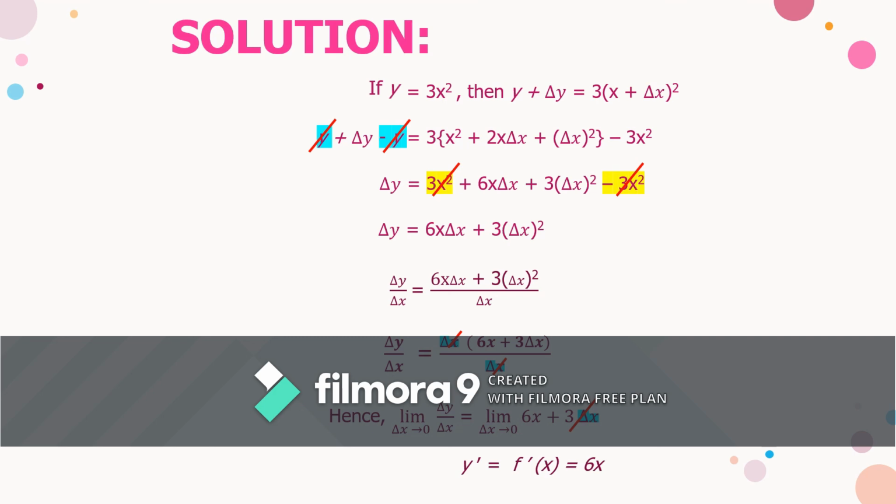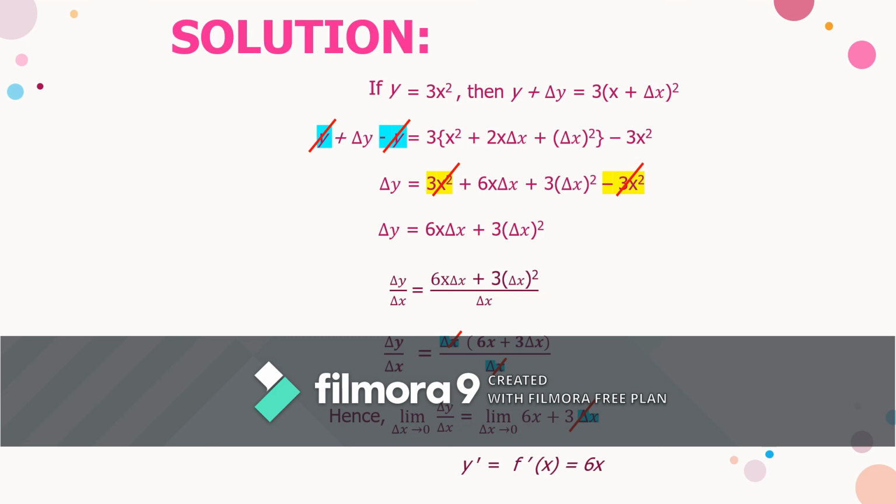On the next step is 3x squared minus 3x squared. As you can see, shaded in yellow, we cancel it out. So what is left is 6x delta x plus 3 delta x squared. Dividing both sides by delta x, on the right side, we factor out delta x in the numerator first. The other factor is 6x plus 3 delta x.